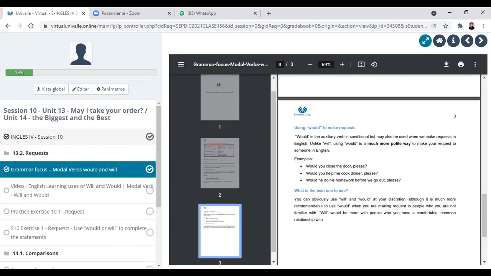Examples: Will you close the door, please? Will you help me cook dinner, please? Will he do his homework before we go out, please? What is the best one to use? You can obviously use will and would at your discretion. Although it is much more recommendable to use would when you are making requests to people who you are not familiar with. Will is more for people who you have a comfortable, common relationship with.